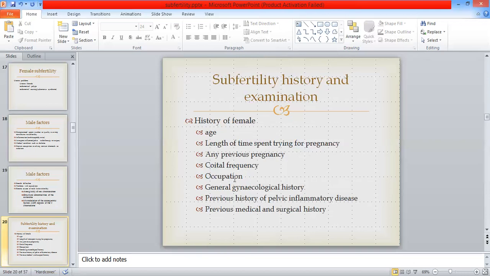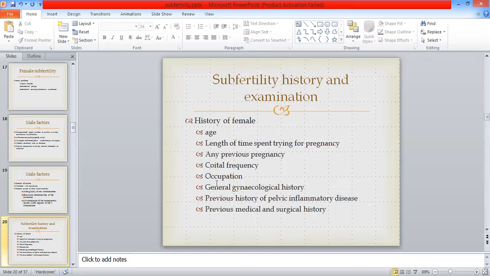In occupation, for the female patient, if the occupation has a stressful environment and the patient has a busy schedule, there are multiple factors affecting female subfertility. The first thing is that the patient is doing some work, and they have less time for living together and less time for coitus. And the second thing is if they have a stressful job, then the stress also affects the ovulation.